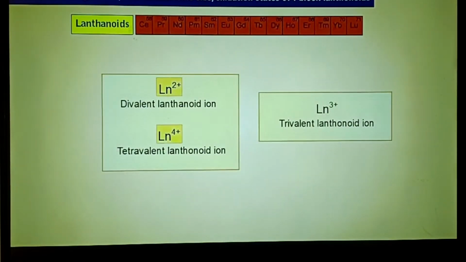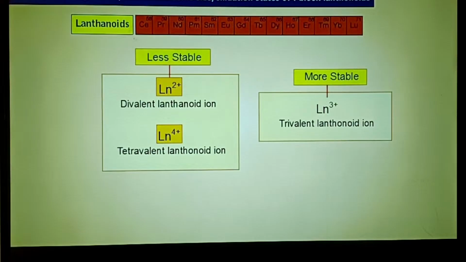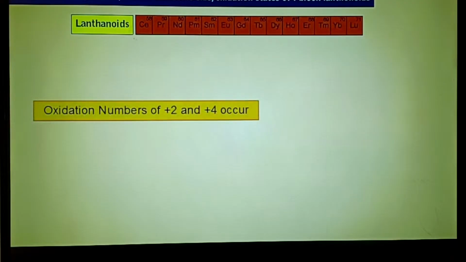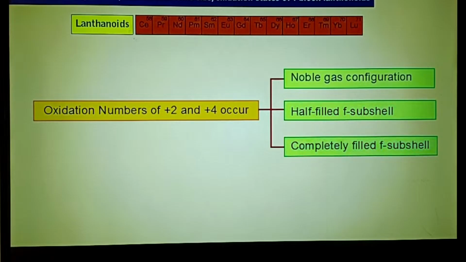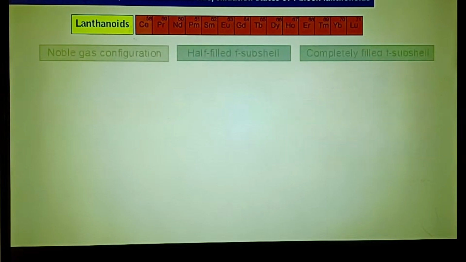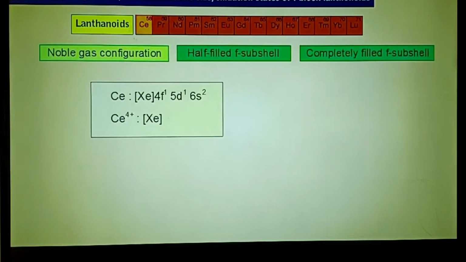The divalent and tetravalent lanthanoid ions that do occur are always less stable than trivalent lanthanoid ions. The oxidation numbers of +2 and +4 do occur, particularly when they lead to a noble gas configuration, a half-filled f subshell, or a completely filled f subshell. An example of the first class is the cerium 4+ ion.